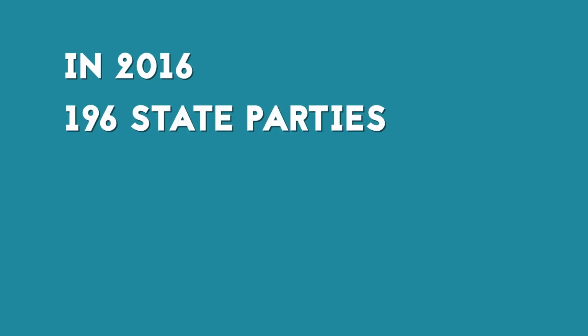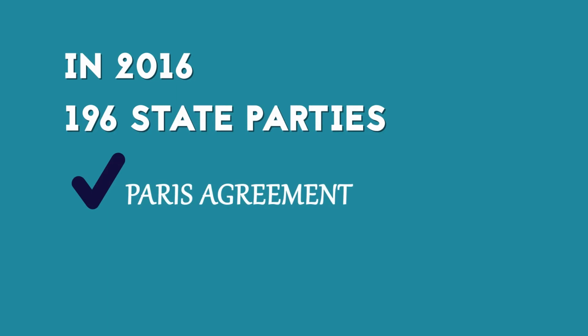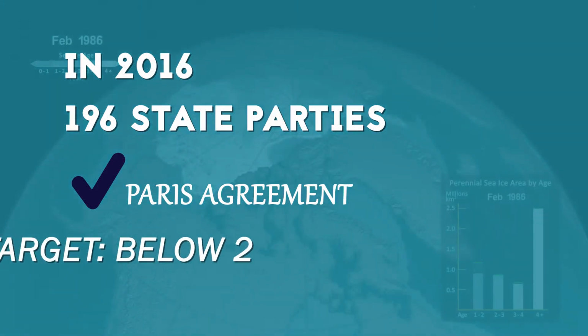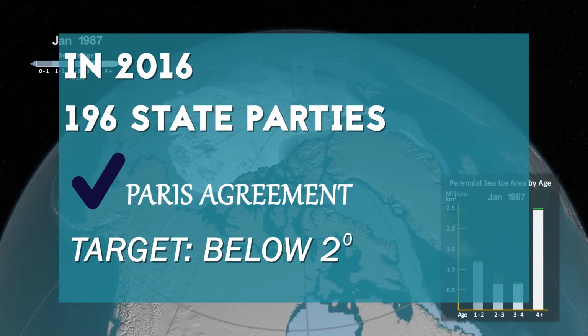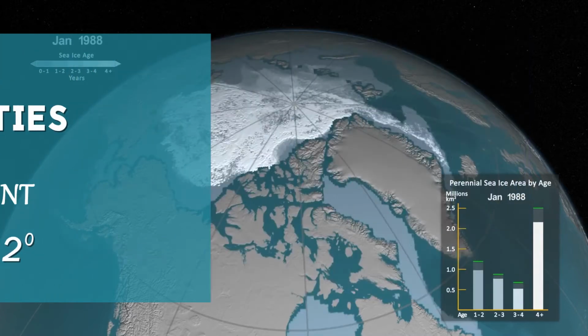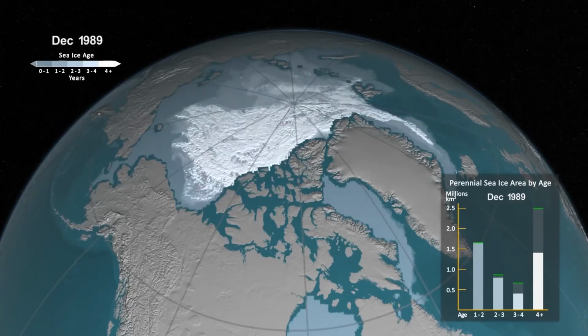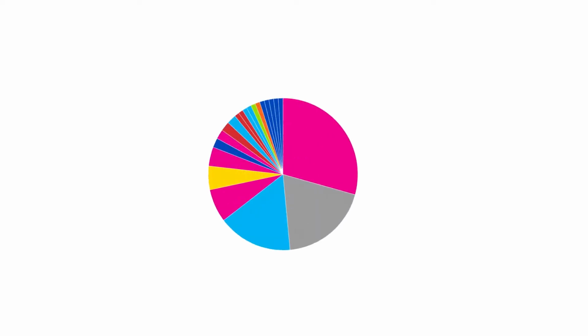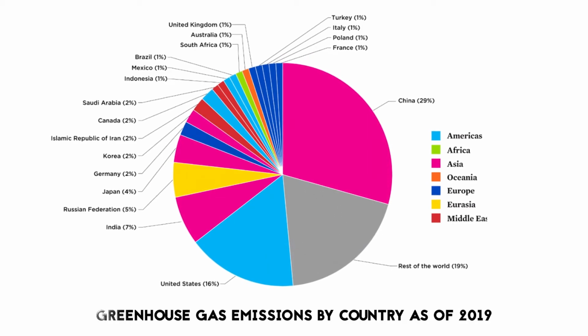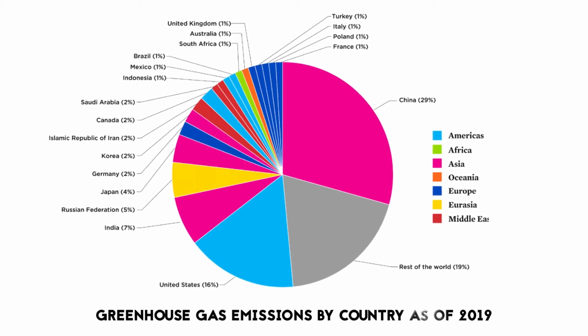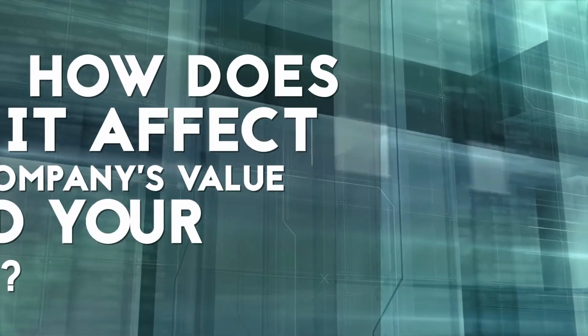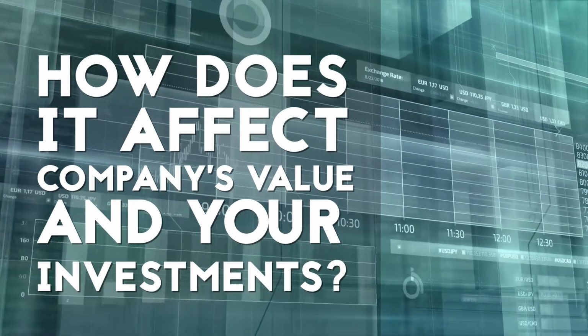In 2016, 196 state parties signed the Paris Agreement, acknowledging the importance to act on this topic and committing to goals to keep the increase in global average temperature well below 2 degrees above pre-industrial levels. Achieving these goals implies reducing carbon emissions, increasing renewable energy, and energy efficiency. This chart gives you a breakdown of greenhouse gas emissions by country as of 2019. So how does that affect companies' value and your investments?